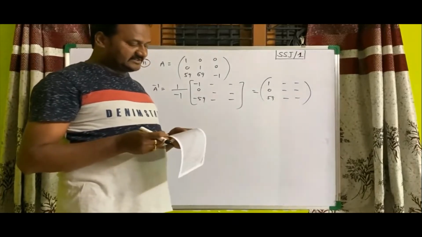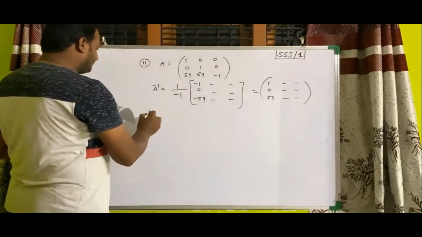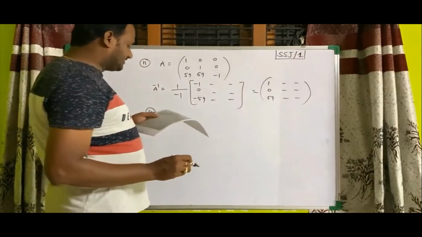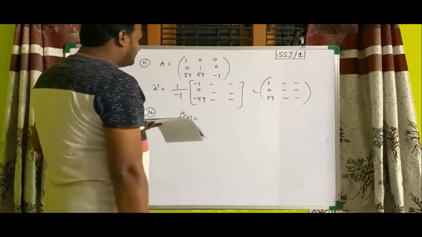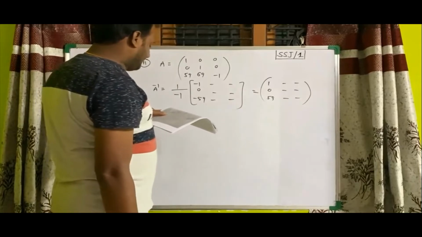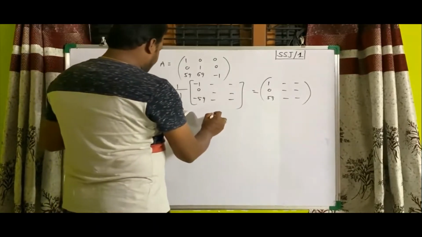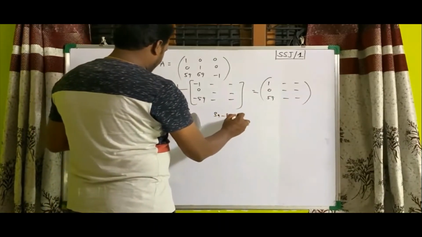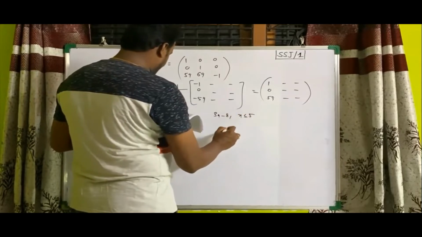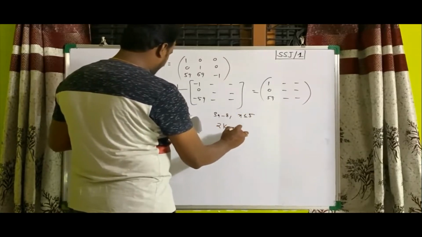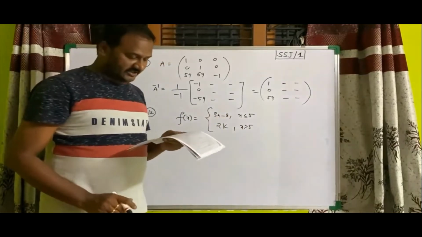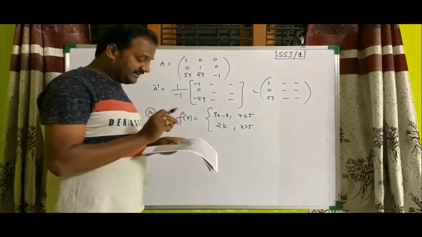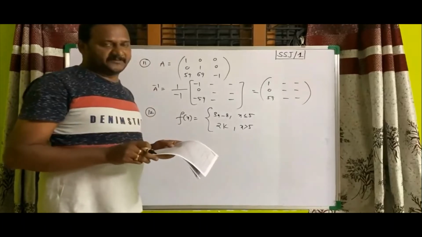So the 12th problem here is: if the function. So what is the function given here? F of x is equal to 3x minus 8 if x is less than or equal to 5, and 2k when x is greater than 5. Okay, so these two are given. When it is continuous, then find the value of k.